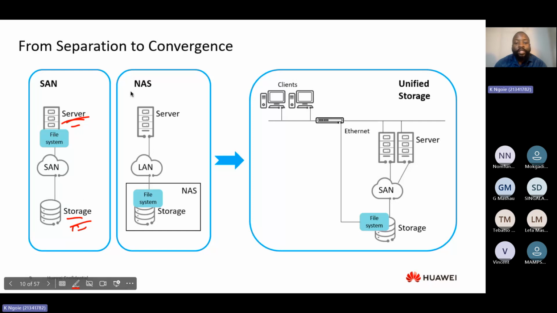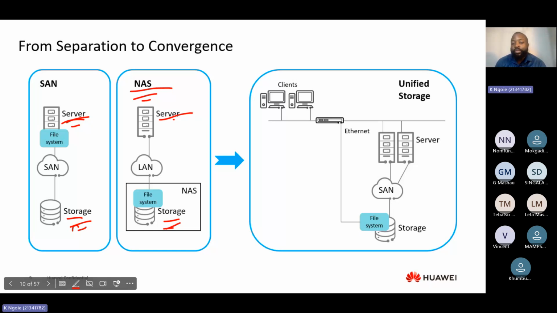And then we have the NAS that will connect the storage to the server as well. The difference there is that the NAS will just build a network between the server and the storage devices, with file systems, to provide the storage services. We know that in 2011, I think, there was the invention of a unified storage that supported both SAN and NAS protocols.